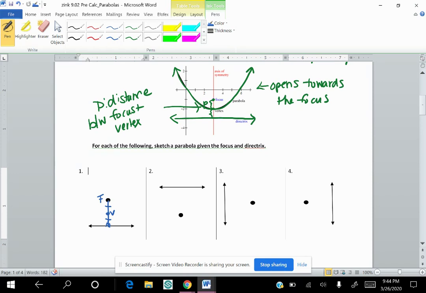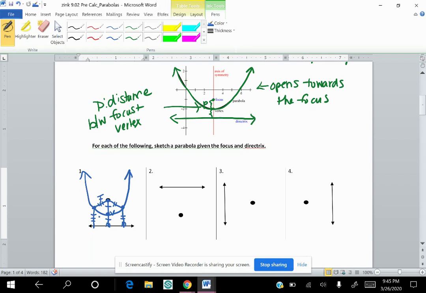So how's it going to open? Well, it always has to open towards the focus. And every point on the curve, so if I take this point right here, it has to be the same distance from the focus as it is from the directrix. If I take this point right here, it has to be the same distance from the focus as it is from the directrix. And that's what creates your parabola. So it helps sometimes with doing these if you really understand what's going on.